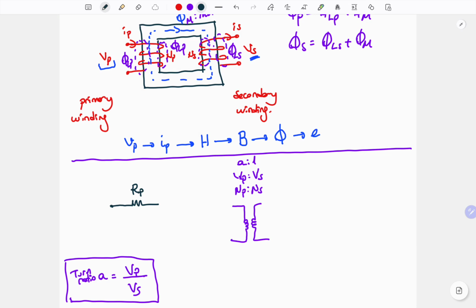For primary winding resistance, we can use RP. And similarly, RS can be used, which represents the secondary side winding resistance. What else? We have leakage fluxes around the windings. We called as phi LP and phi LS. When we examine the flux issue, it has 90-degree phase difference with the voltage. So because of this, for all flux-related losses, we will use inductances in the equivalent circuits.